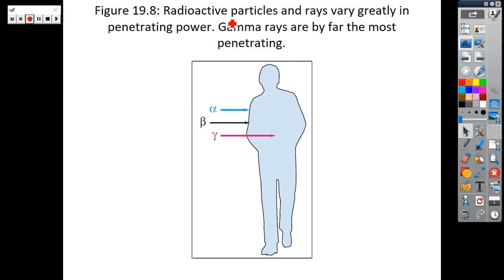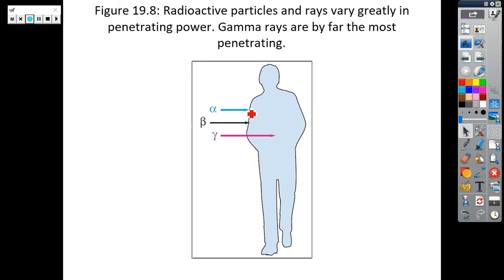So if you start looking at the penetrating ability of radiation, and our three major types of radiation, of course, our alpha, our beta, and our gamma radiation. This picture kind of shows how well alpha, beta, and gamma radiation could, say, go through living tissue. Alpha radiation doesn't penetrate very well at all. In fact, your skin can stop most alpha radiation.